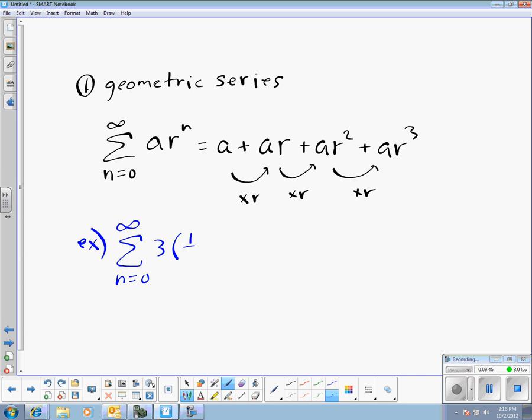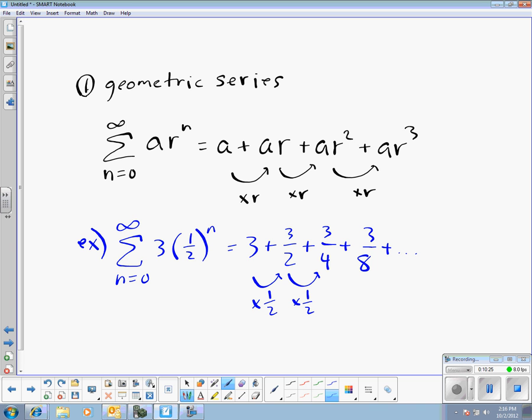three times 1/2 to the n. Here's a geometric series. It fits right into the format. 3 times 1/2 to the 0 is 3. 3 times 1/2 to the 1 is 3/2. 3 times 1/2 squared is 3/4. 3 times 1/2 to the third is 3/8, and so on. To get from term to term, I multiply by 1/2, and so on and so forth.